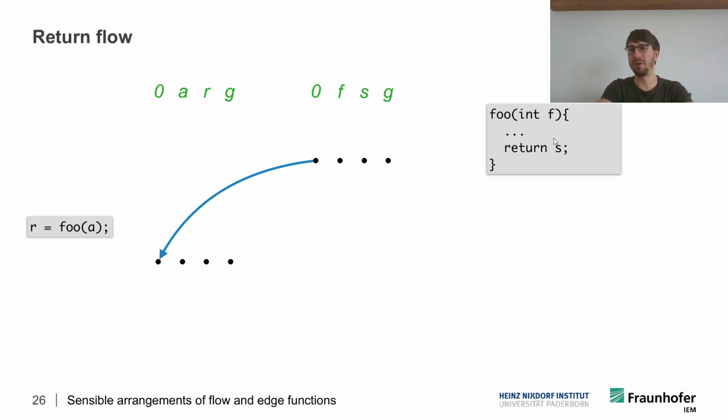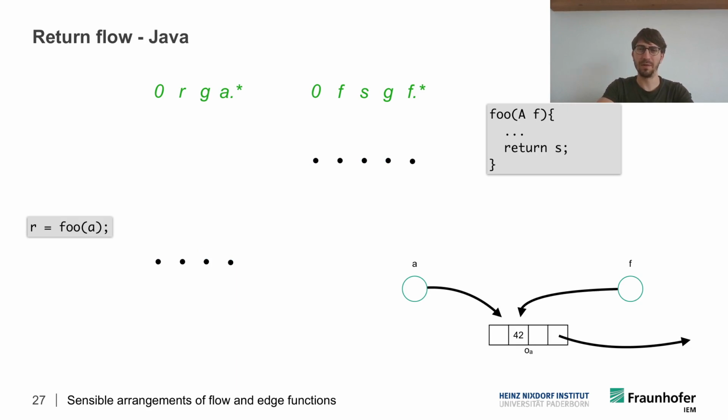But as we return the value s here, we will propagate s to r. That is for sure. And also, considering again that G is a global variable or a static field, we will also back propagate it back to the calling context. So we will also draw this flow function here. Now let's get to the differences.